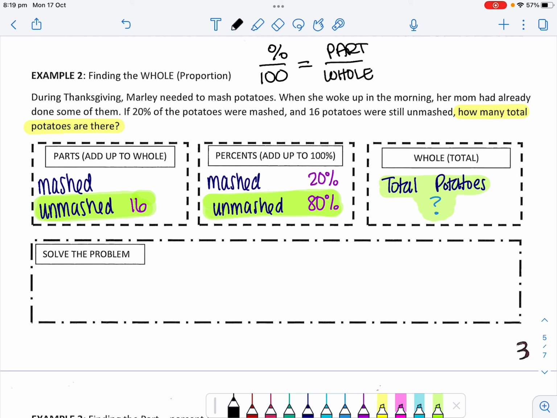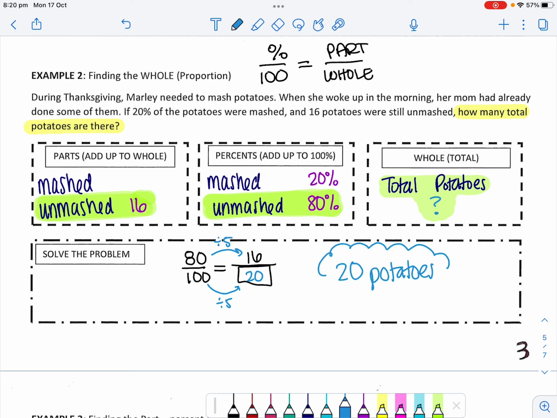So now I'm going to set up the percent proportion. Percent over 100 is equal to part over whole. And I'm trying to find this box here on the bottom. So 80 to 16 is going to be divided by 5. And I get 20. So 20 potatoes. Okay, this is my example of finding the whole in a word problem.